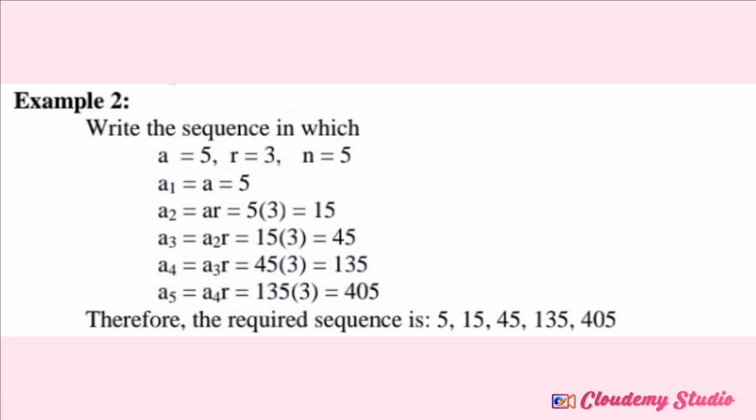The fifth term is equal to a4 multiplied by r, but a4 is 135. If we put a4 is 135 and r is equal to 3, then 135 multiplied by 3 is equal to 405. So the required sequence is 5, 15, 45, 135, 405.